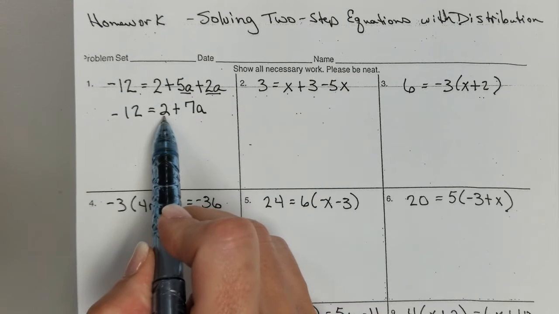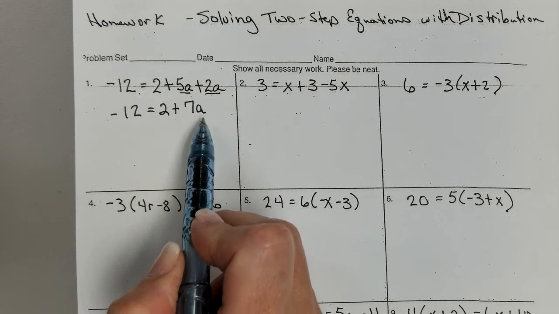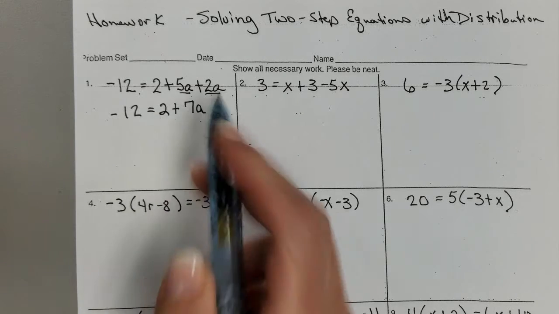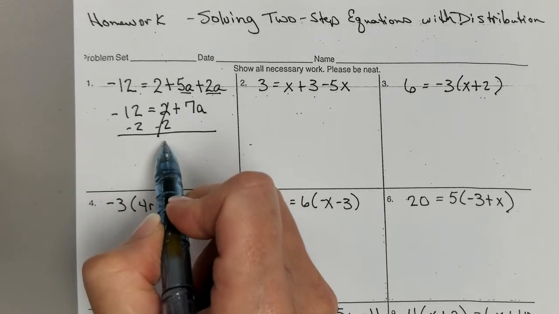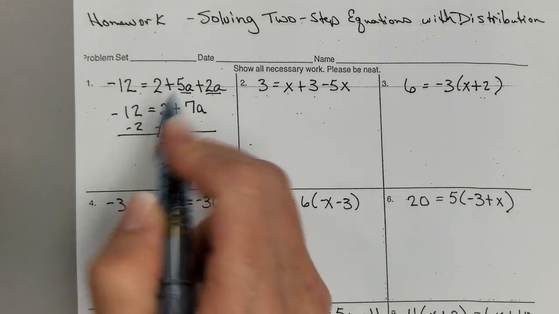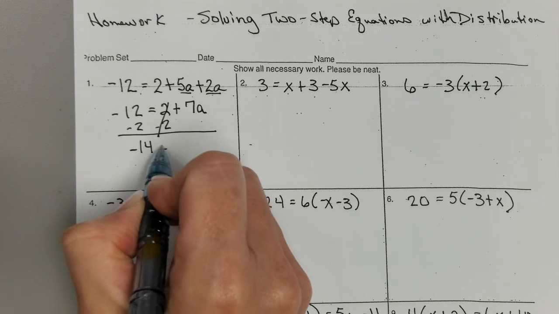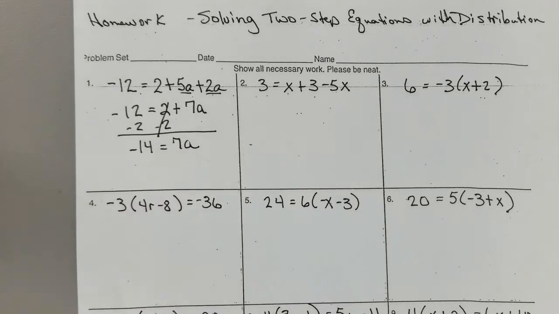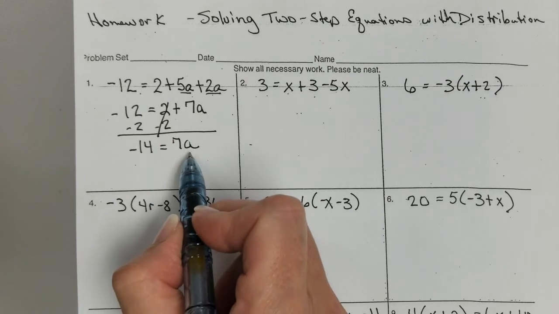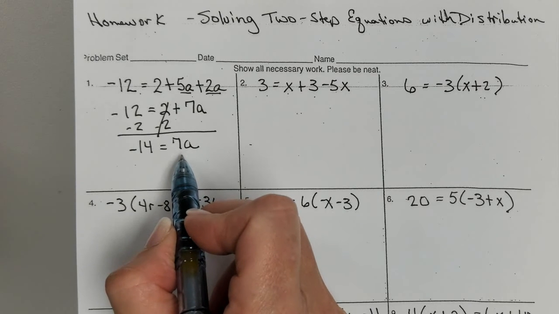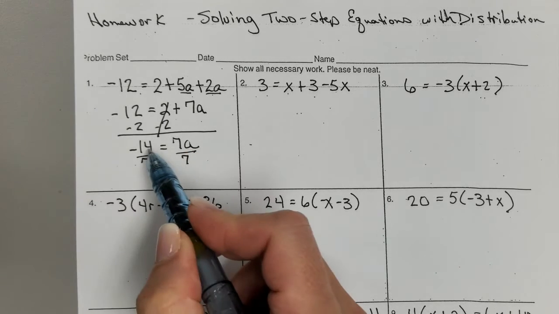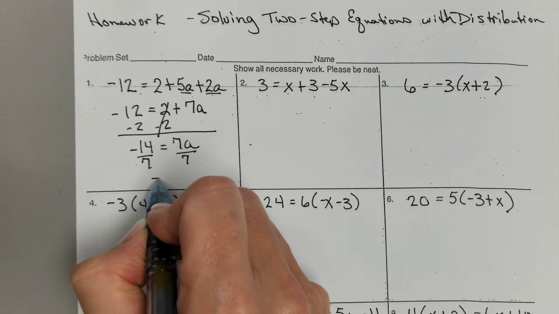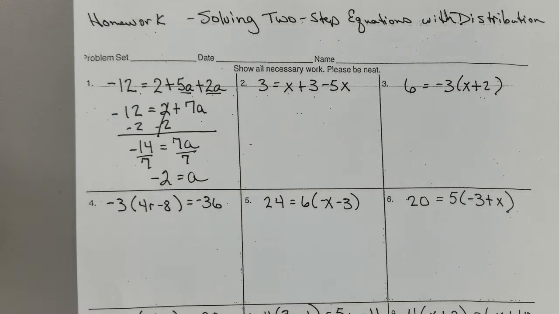So you've got to take care of this number first, get it out of the way. The a we save for last. So because this is a positive 2, we're going to subtract 2. Those zero out. Negative 12 and negative 2 is negative 14 equals 7a. And then to isolate this variable, this is multiplying, so we do the inverse of that, do the opposite. So we divide by 7. So negative 14 divided by 7 is negative 2. Now we're done with that. A is by itself. Okay?